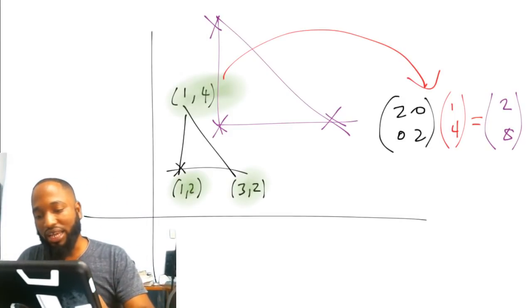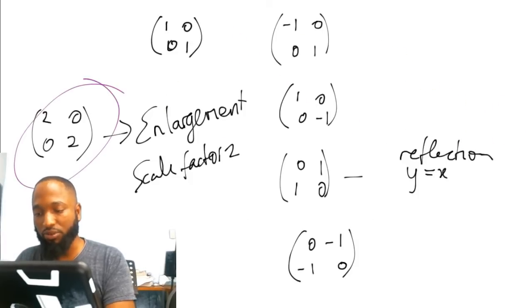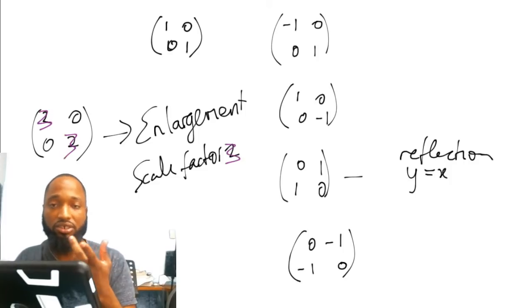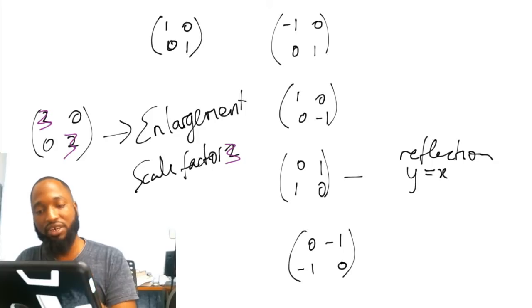So this is what this type of transformation does. So you can immediately understand, like if this turned to 3, the scale factor will turn to 3 as well. So we have the different types here.